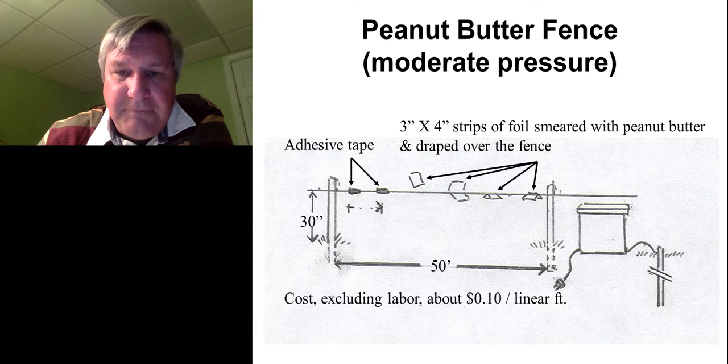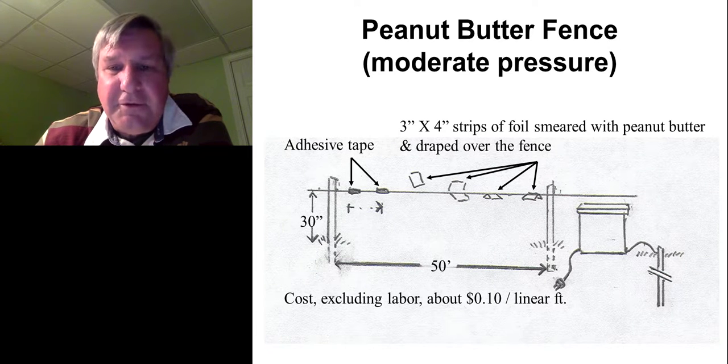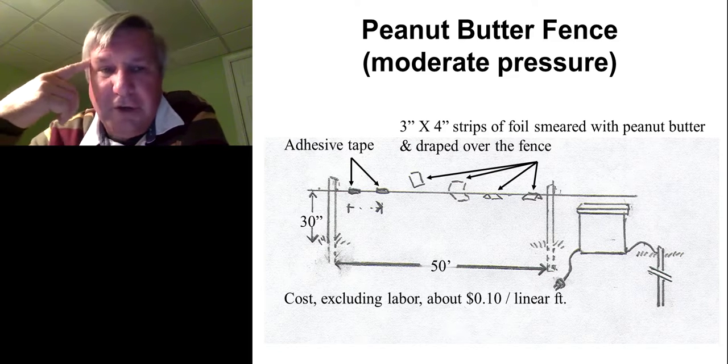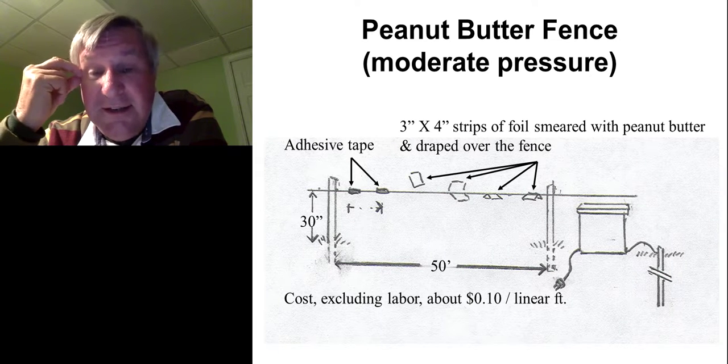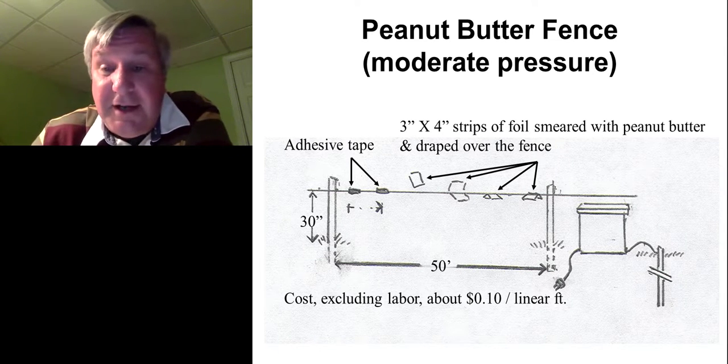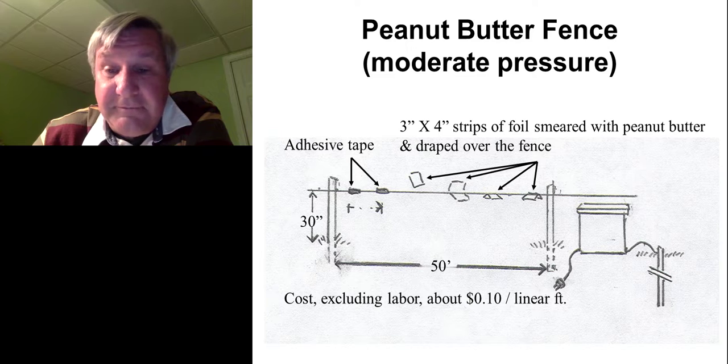And in this case, they have a little bit of tape put on the wire and a piece of aluminum foil draped over it and stuck to the tape and then smeared with peanut butter. The idea there, of course, if you haven't caught on to that real quickly, is that the peanut butter is attractive to the deer. They come and they touch it with their nose, they sniff it, they lick it, they get a mild shock from this.